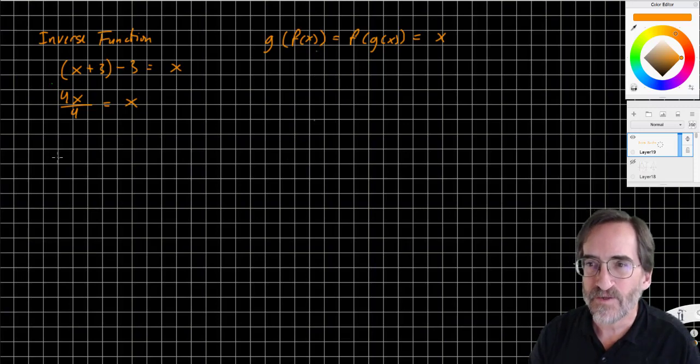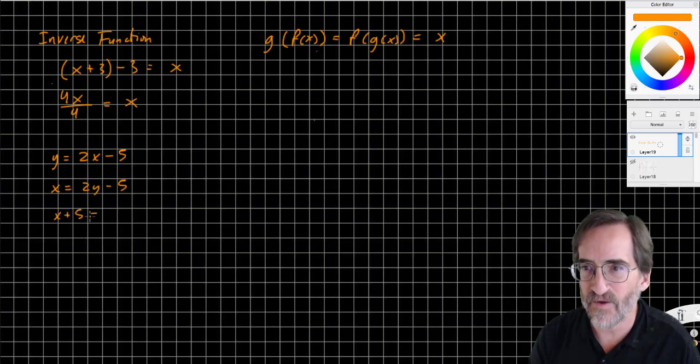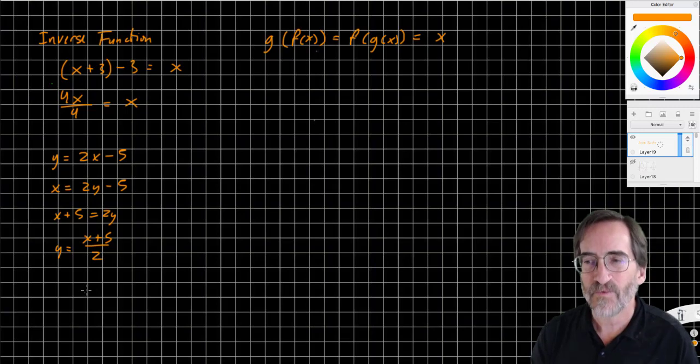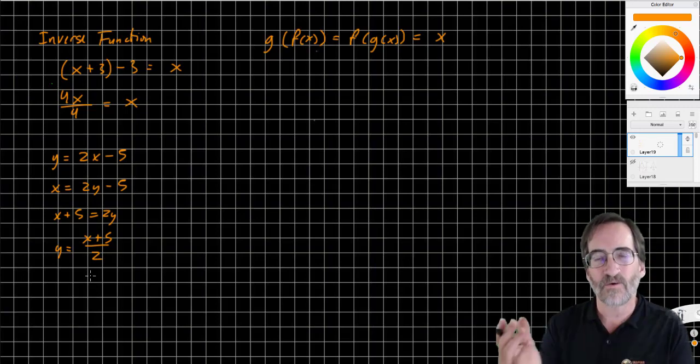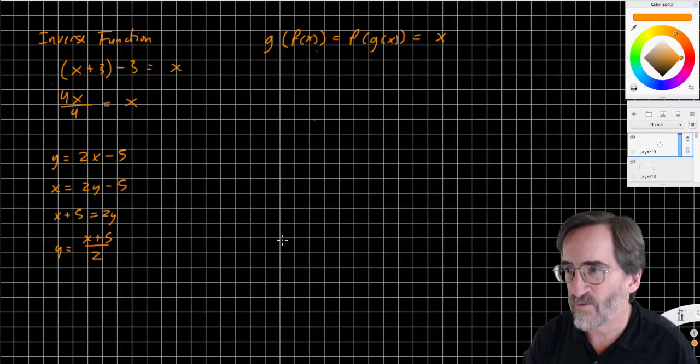We find inverse functions, if you recall, for y equals 2x minus 5, by switching the variables, switching the x and the y. So x becomes 2y minus 5, add 5, x plus 5 equals 2y, divide by 2, y equals (x plus 5) divided by 2. Okay, so this inverting or switching of variables.